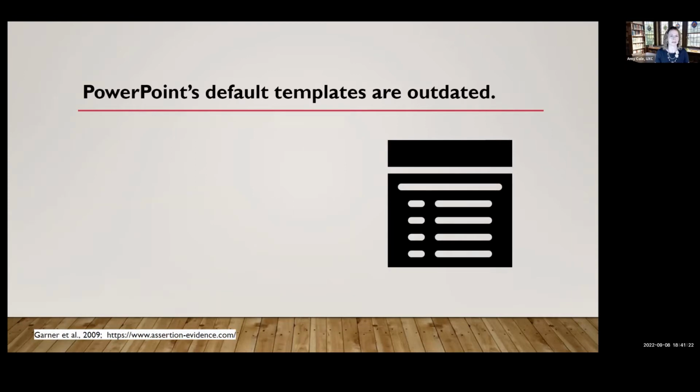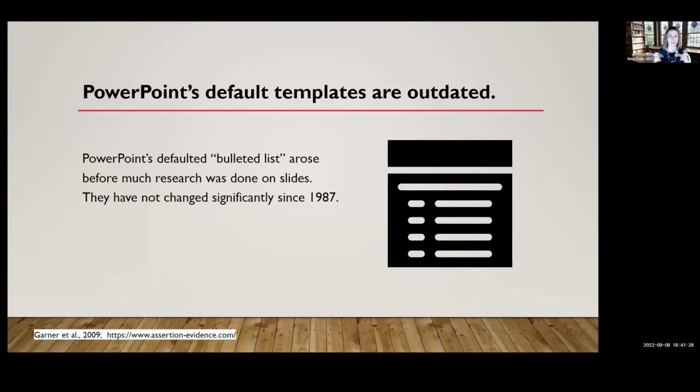One thing that I've noticed, and the research showed, is that PowerPoint's default templates are really outdated. That bulleted list template hasn't changed since 1987. So it's high time that we get rid of that.